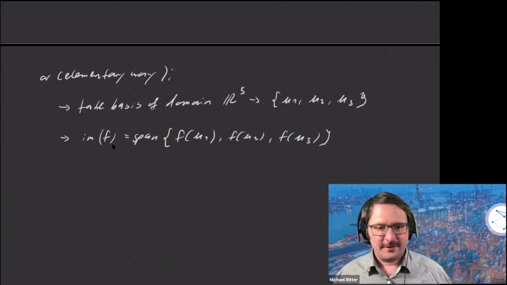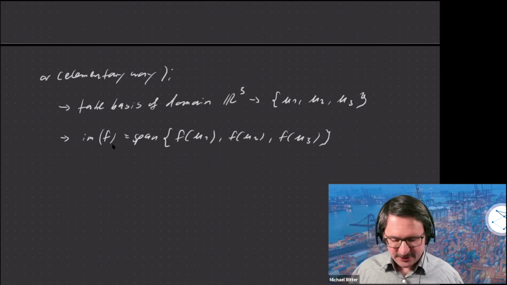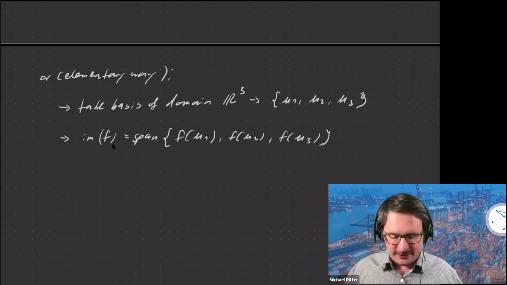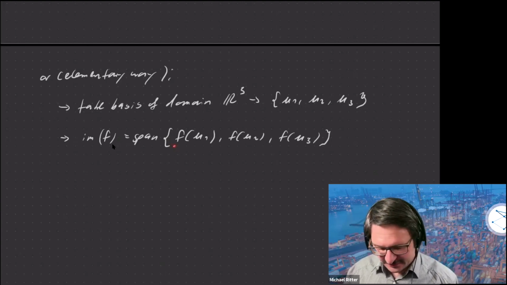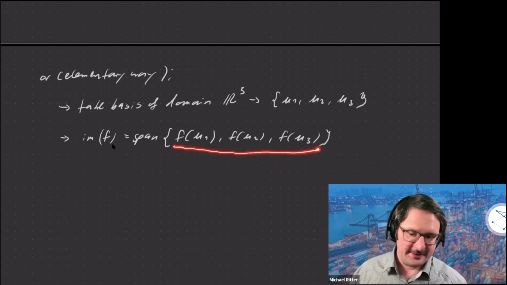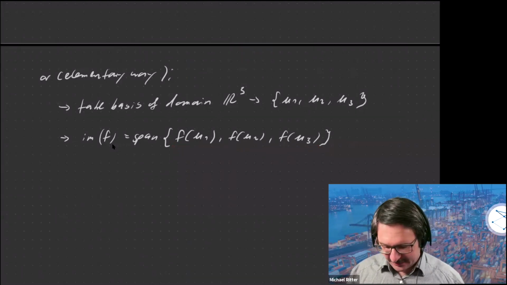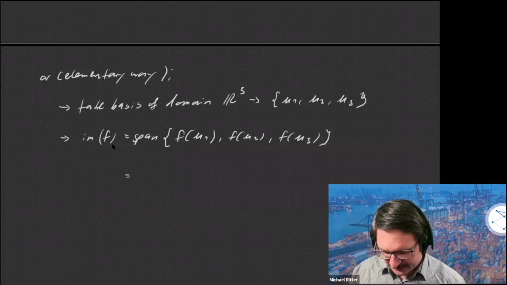So this gives you a generator for the image, but that may still be too large. And in this case, it is too large. As you can see, we have 3 vectors here in that span. That's not a basis. It's generating the image, but it might be too large for a basis. But let's still compute that first.